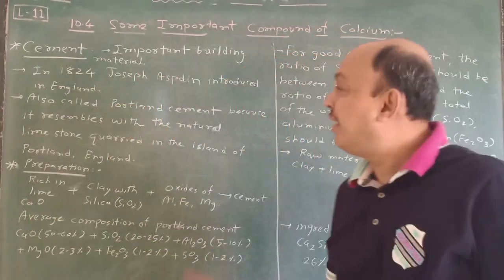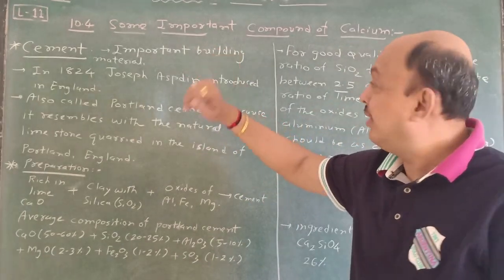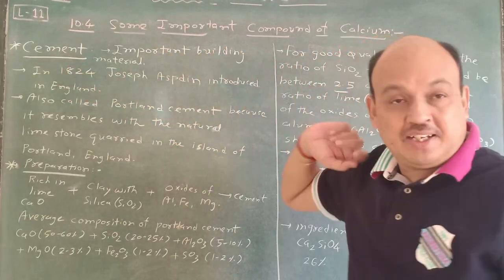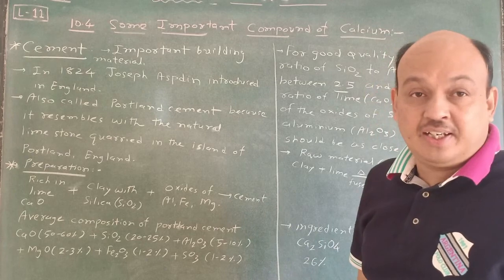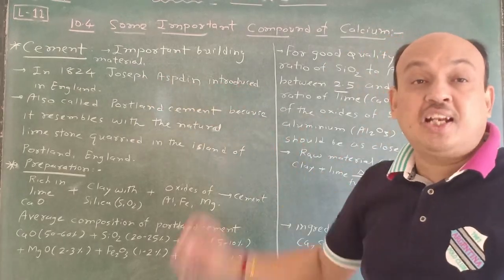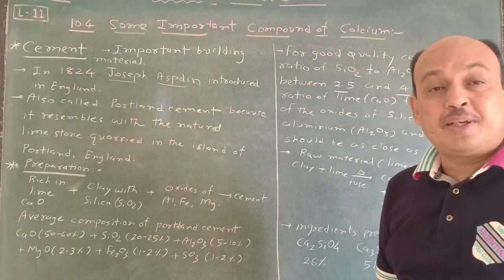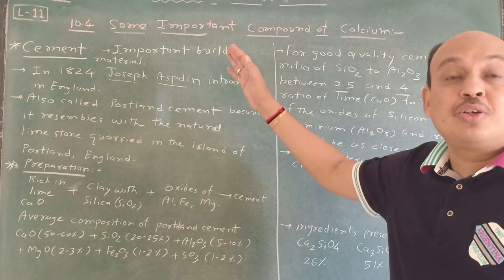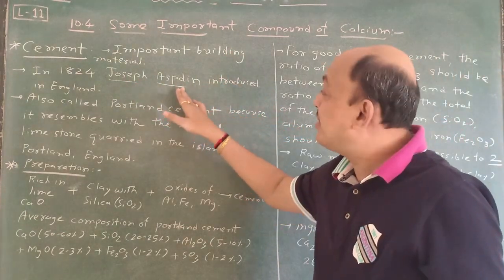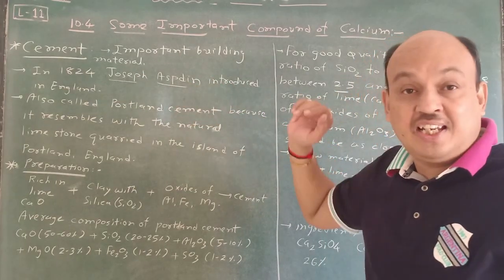Cement you know very well. Ambuja cement, Ultratech cement, and different types of cement you know very well. Cement is an important building material. In 1824, Joseph Aspdin introduced it in England. Remember the name of the scientist is Joseph Aspdin. This question was also asked in KBC, Kaun Banega Crorepati? Joseph Aspdin.